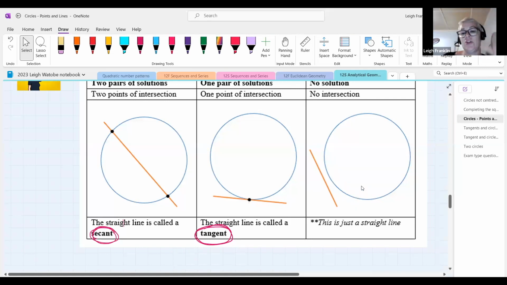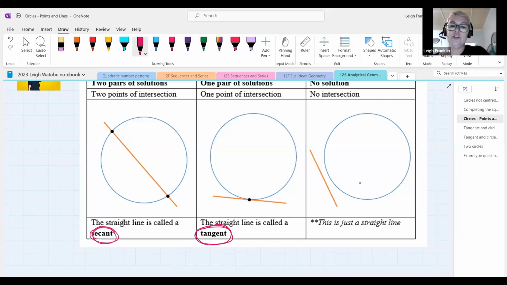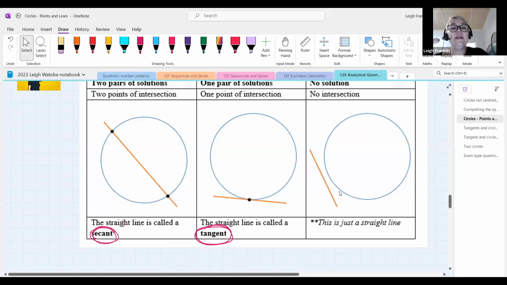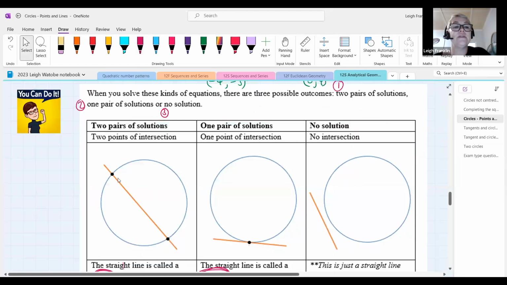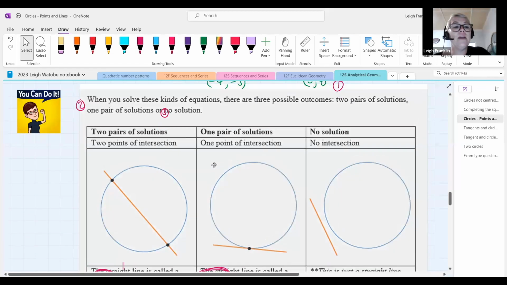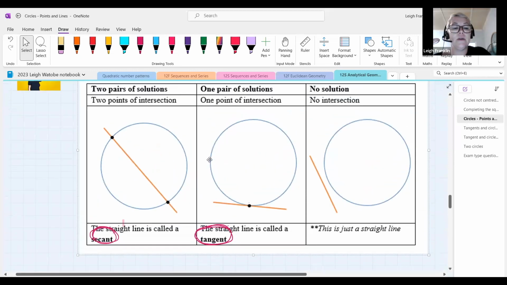So this is just a straight line. It doesn't have a special name or anything like that. And clearly there would be no real solution because the straight line is not touching the circle. So please take a screenshot of this. This is an important piece of information. Let me just move it down a little bit so that you can get all of that on screen at the same time.